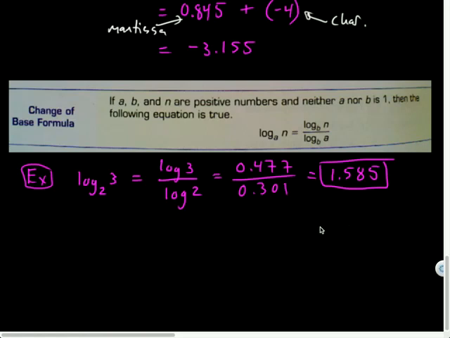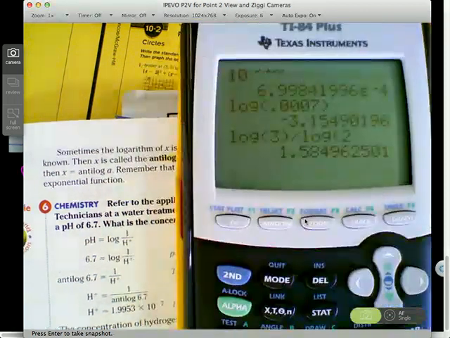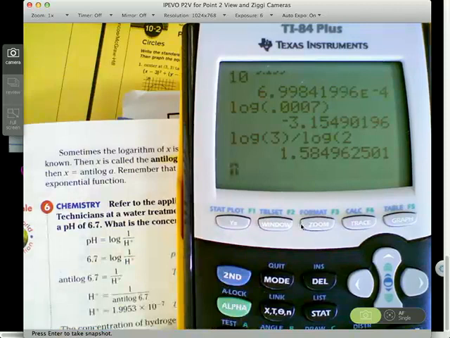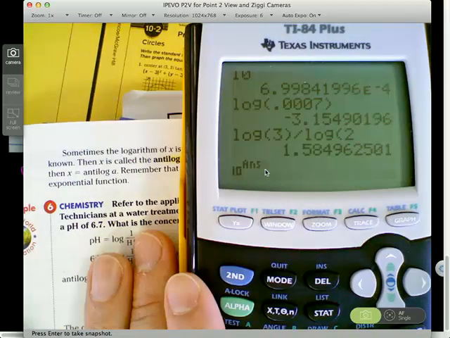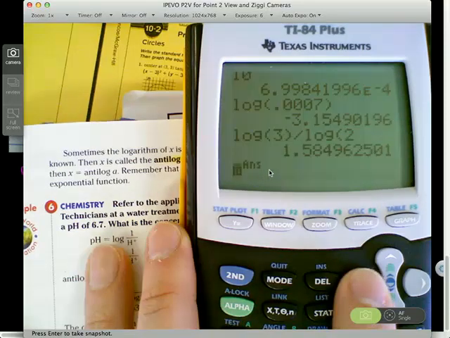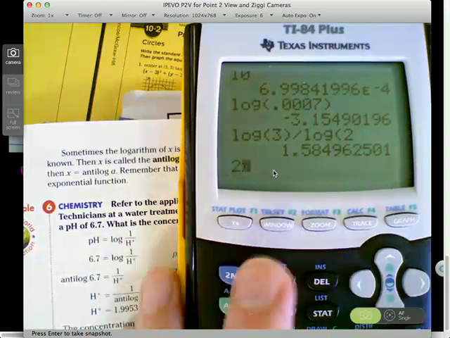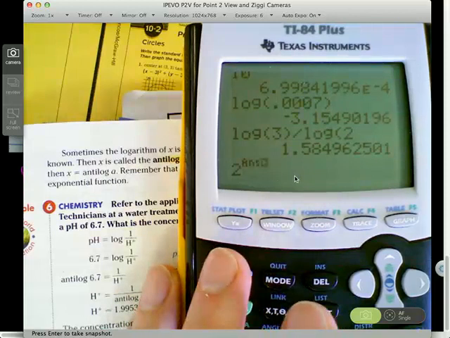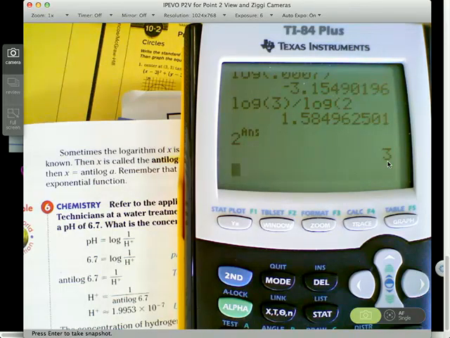And if I wanted to verify this, I can raise 10 to that power. And what should this... No, wait, my bad. 2 to that power. Silly me. Oh, what did I do? Let's see. I'm all over the place. 2 to the second answer. There we go. And notice I do in fact get 3.